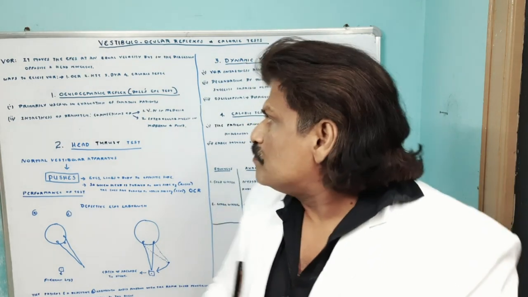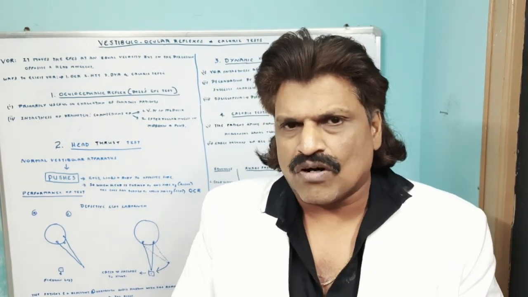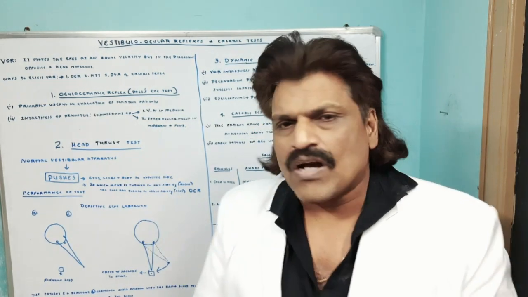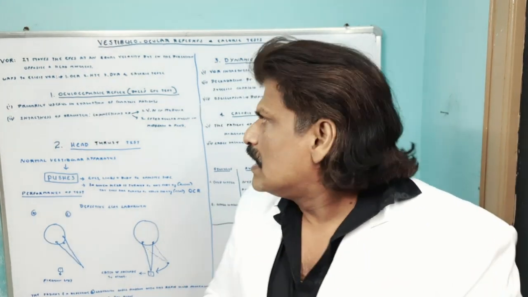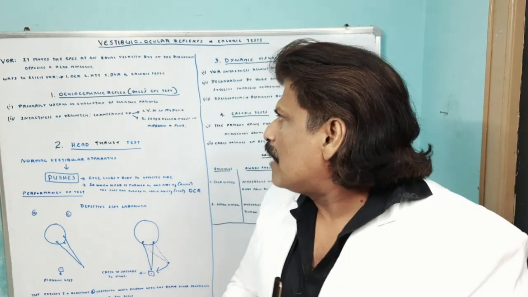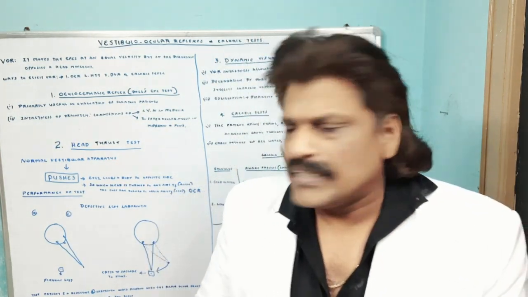Right. So how can we test this vestibulo-ocular reflex? There are basically four methods by which we can test it. One is the oculocephalic reflex or the doll's eye movement. Second is the head thrust test. Third is the dynamic visual acuity. And fourth is the caloric test. So we test it by these four methods.